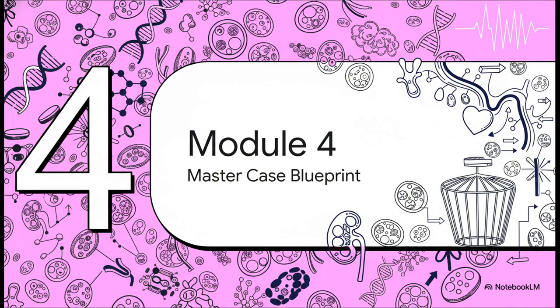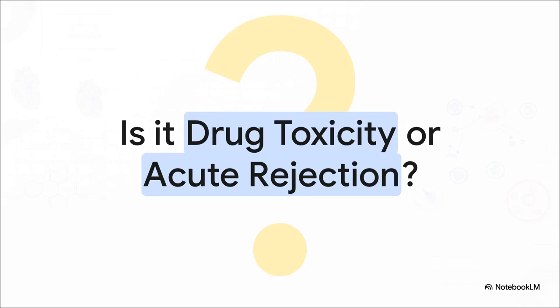Module 4, the Master Case Blueprint. Now, we are going to simulate a scenario that demands flawless execution. All right, let's look at the ultimate diagnostic trap. It forces the differentiation between early acute cellular rejection and calcineurin inhibitor nephrotoxicity. Both of these present with worsening renal function. So how do you definitively distinguish them?